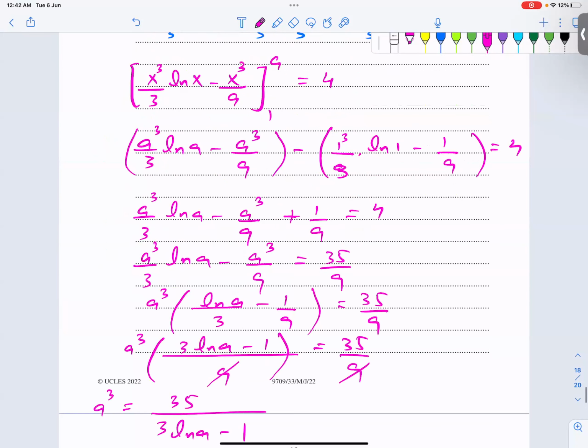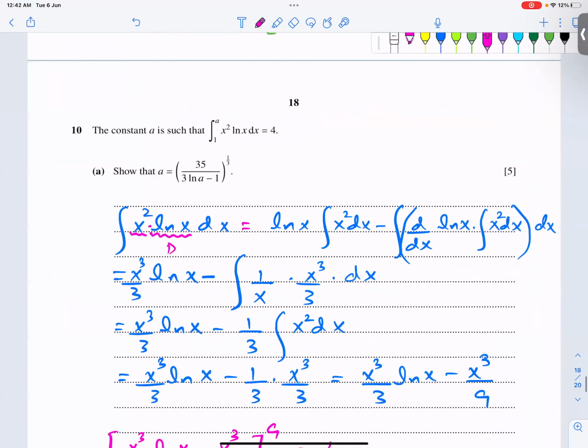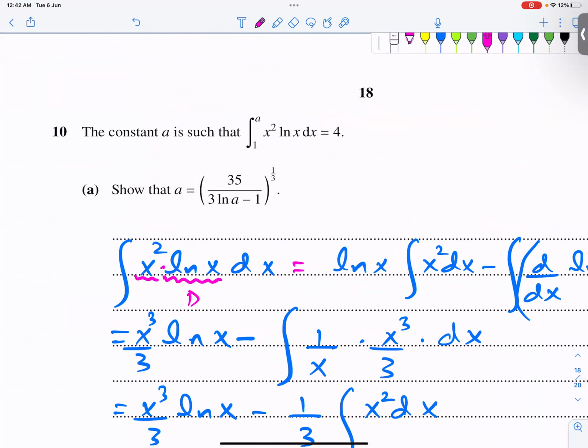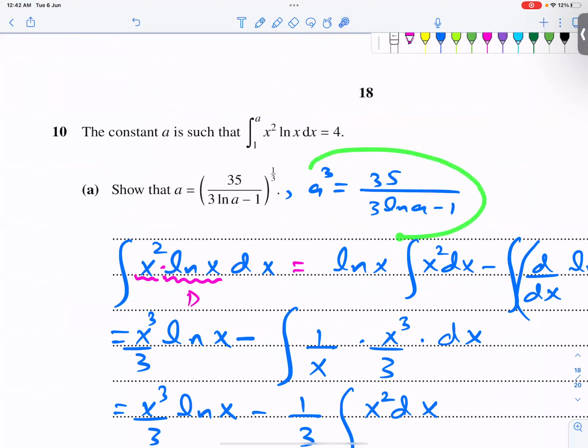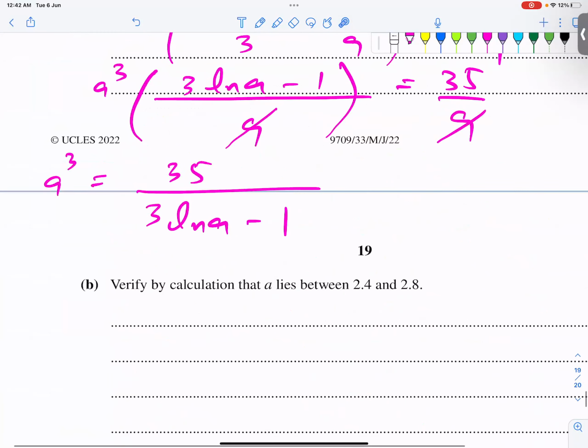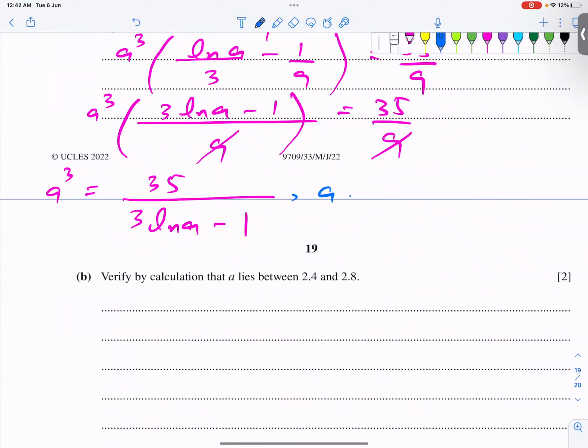If you see the answer which we need to bring, you can also apply reverse engineering on this. So if you apply a cube, this will become 35 over 3 ln a minus 1. So it means that we are at this step and we need to go to this step. So what we will do, we will take the cube root on both sides. Okay. We will just take the cube root on both sides. So a will become 35 over 3 ln of a minus 1 whole power 1 by 3. So this was the required result.